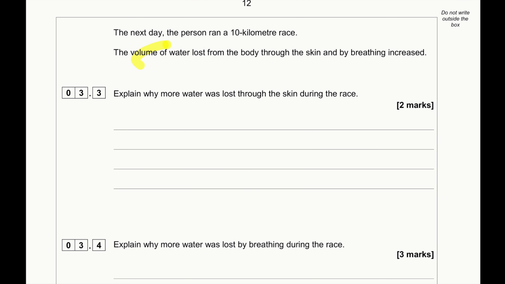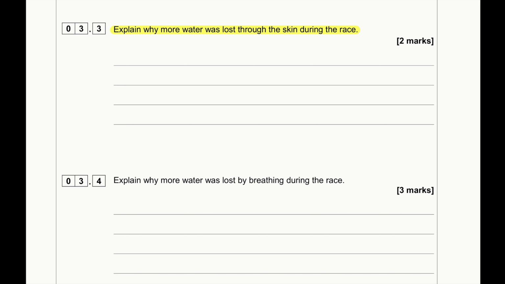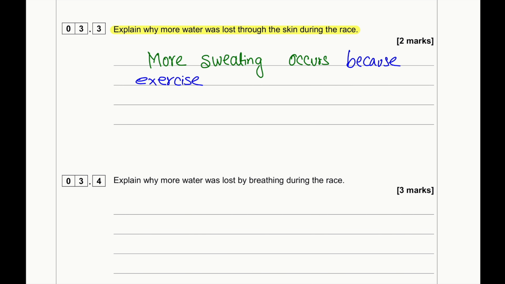The next day, the person ran a 10-kilometer race. The volume of water lost from the body through the skin and by breathing increased. Explain why more water was lost through the skin during the race. So when the person ran 10 kilometers, the muscle contraction increased body heat. Body temperature increased. In order to lose that extra heat, the body needs to do more sweating because exercise releases heat.